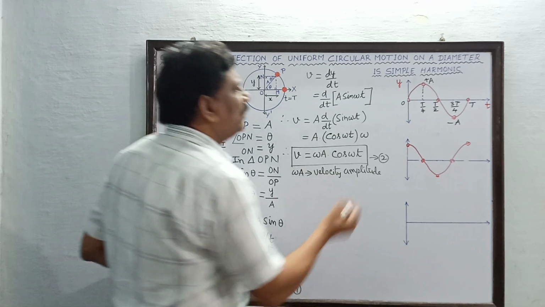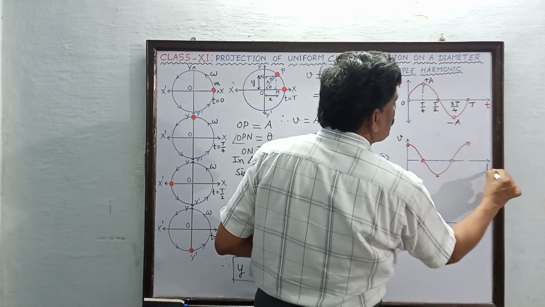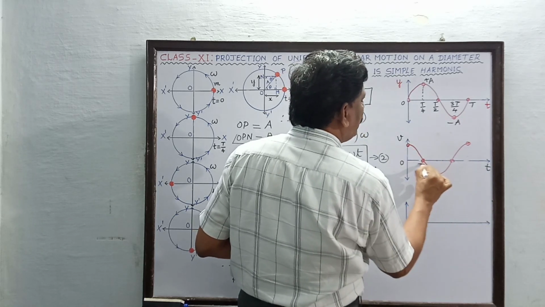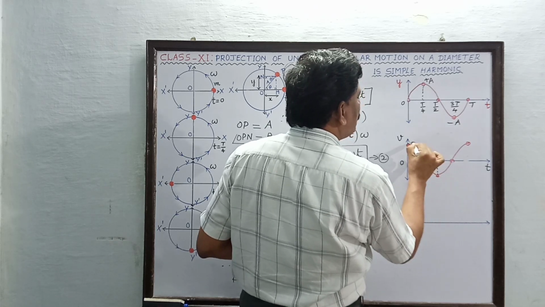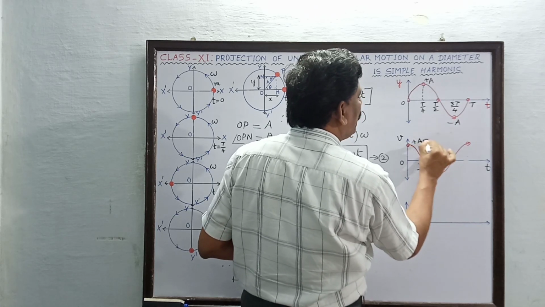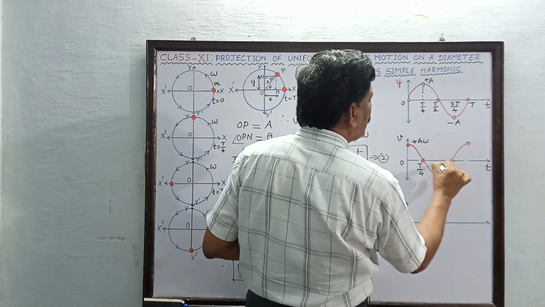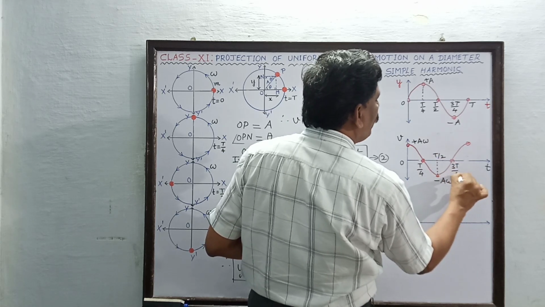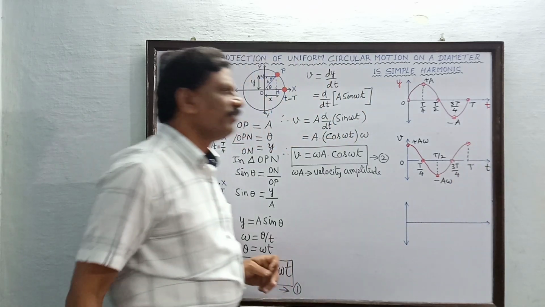Again we can write the time. So this is velocity versus time. Here time 0, here it is T by 4, this is plus a omega and this is minus a omega, and here the time is T by 2, here 3T by 4, and here it is the period T.